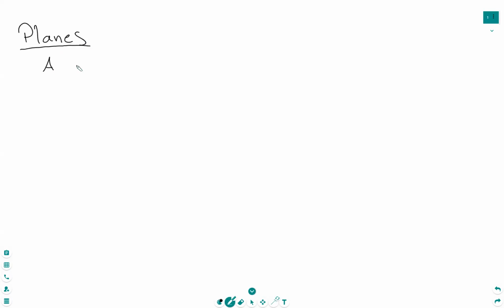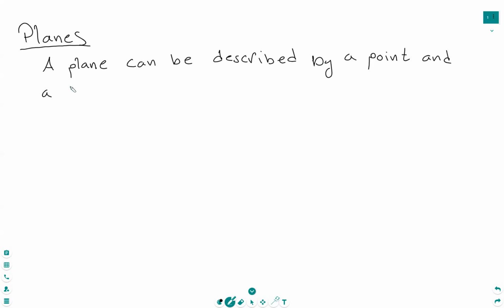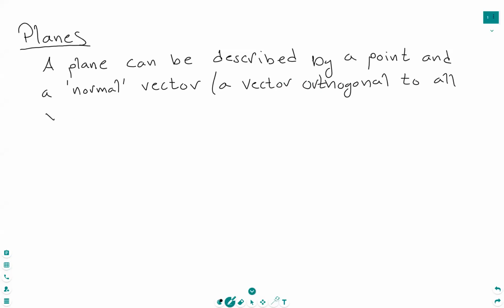So a plane can be described by a point and what we'll call a normal vector, which is to say a vector that is orthogonal to all vectors on the plane.